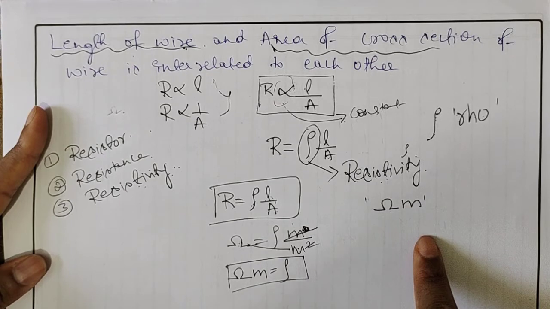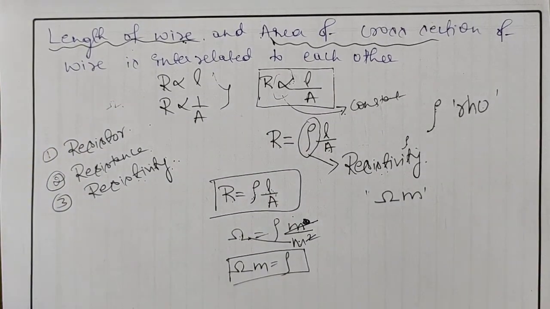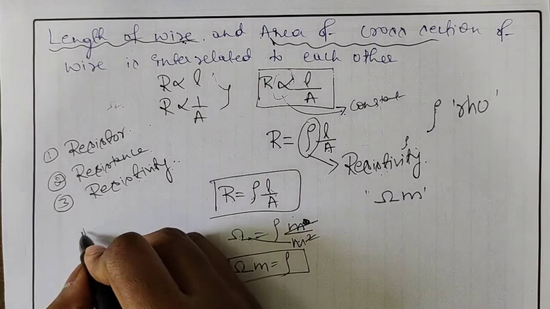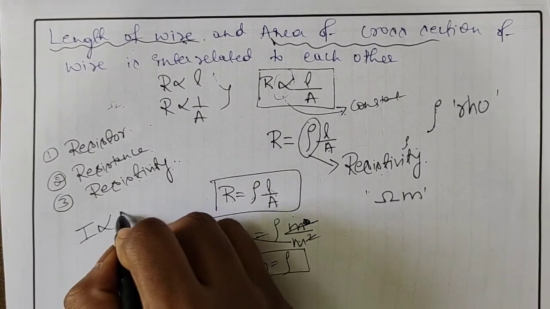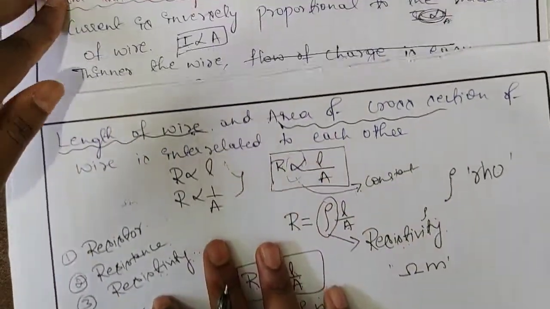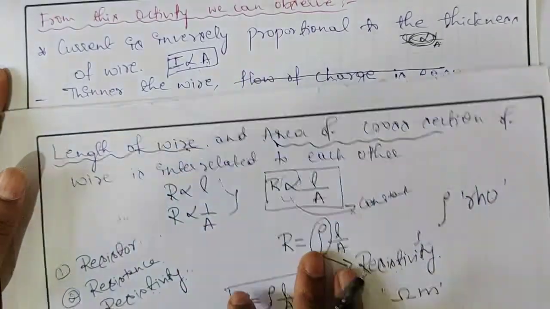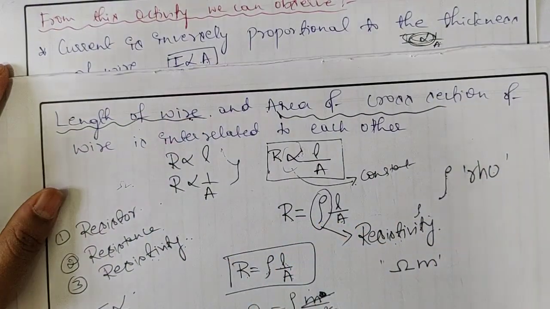Clear? Now let us see. As I told, I need to verify that earlier we learned current is inversely proportional to, what was the statement we got? Here they have I is directly proportional to A. How did we get this one? Now let us see how we got that.